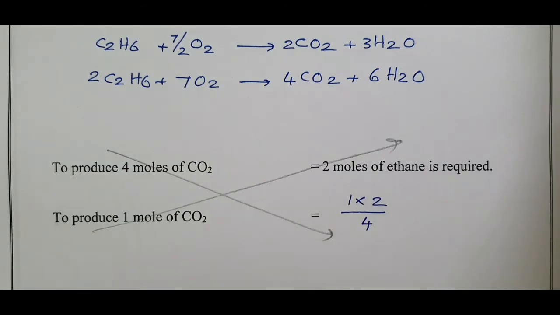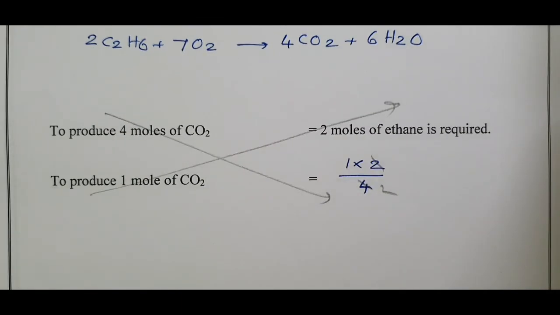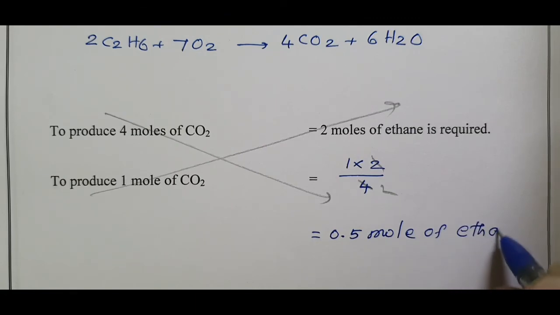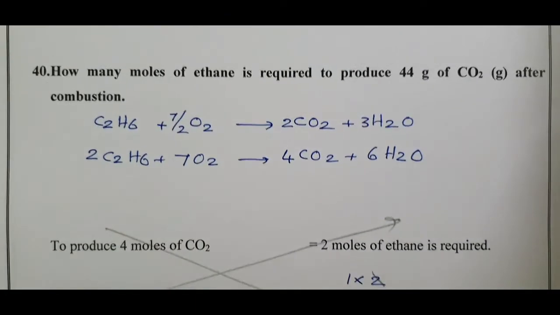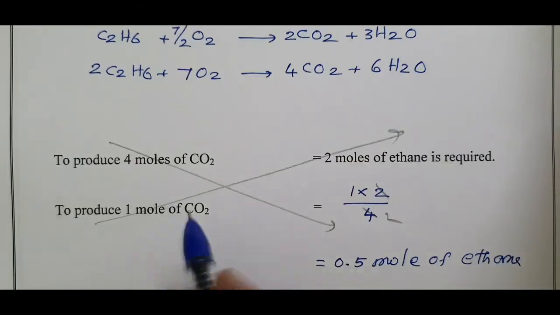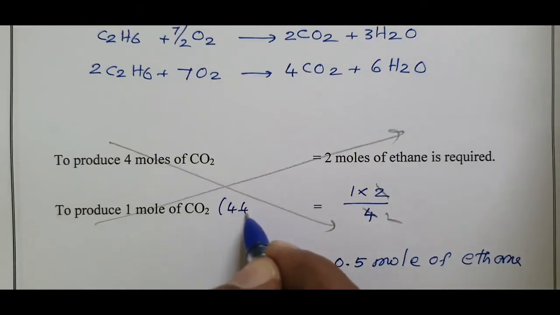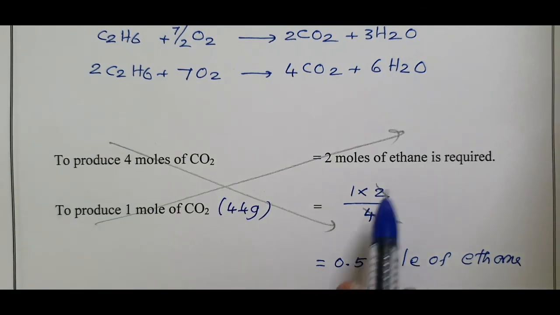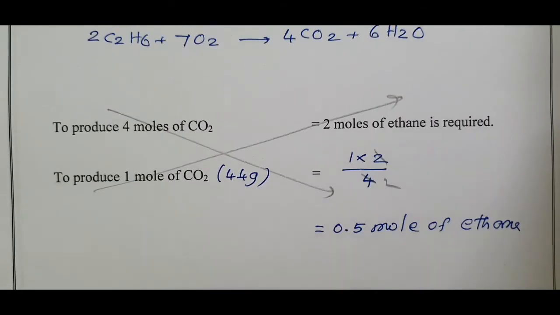1 2 is 2, 2 2s are 4. 1 by 2 equals 0.5. So, that is the answer. 0.5 mole of ethane is required to produce 1 mole of carbon dioxide, which is 44 gram. 1 mole of carbon dioxide is 44 gram, 1 by 2 equals 0.5 mole of ethane. That is question number 40.